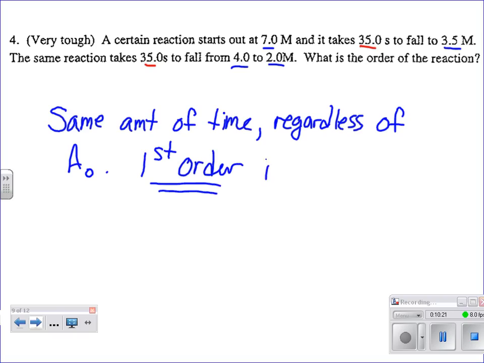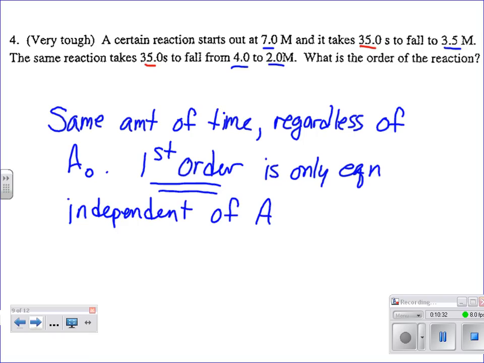We can say first order is the only equation that is independent of that original amount that you start with. Okay, so that wasn't that bad, but you have to think about it. You have to be able to relate it to half-life and look at what you've got in your given problem.